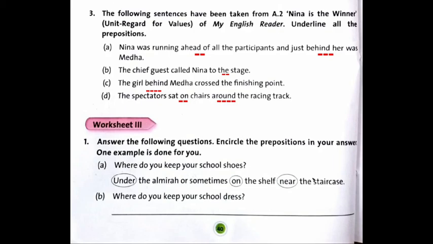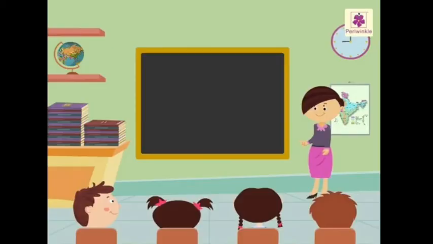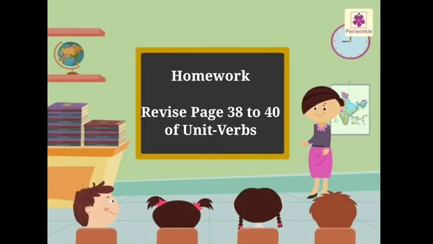Number B. The chief guest called Nina to the stage, and the preposition is to. Next, number C. The girl behind Medha crossed the finishing point, and the preposition is behind. Underline the preposition behind. Number D. The spectators sat on chairs around the racing track. In this sentence, there are 2 prepositions, on and around. Now underline these prepositions.